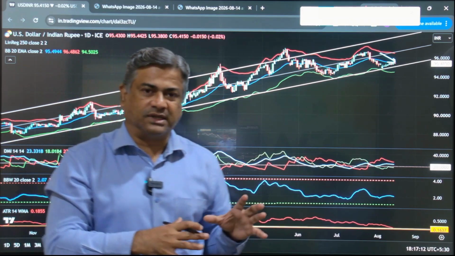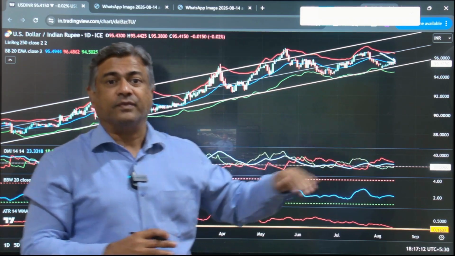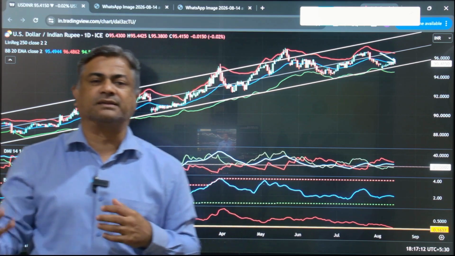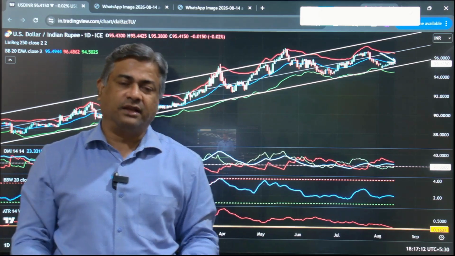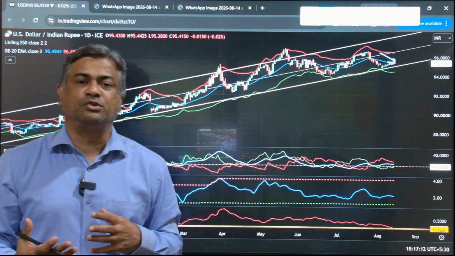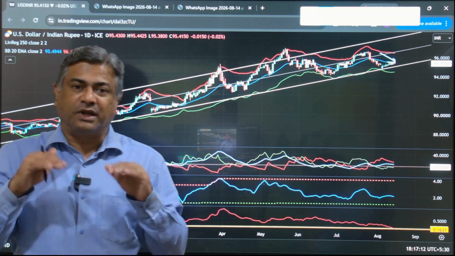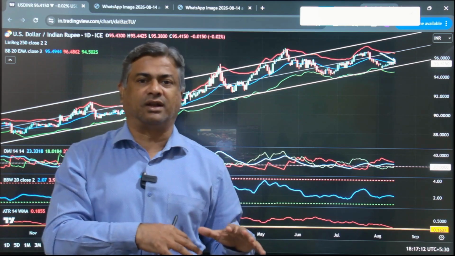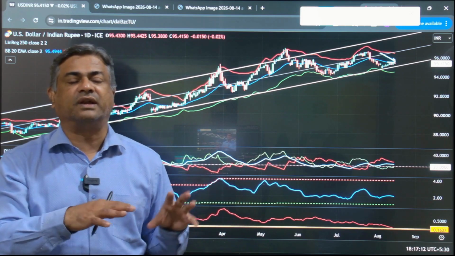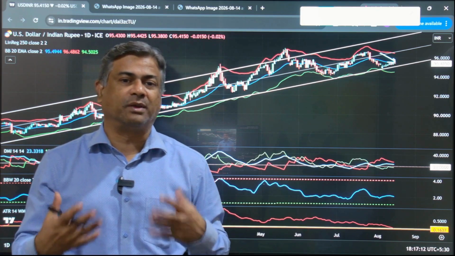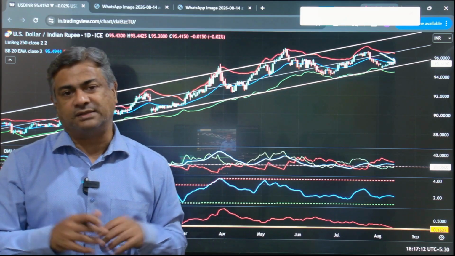Now for exporters, since the levels are lower, you can hold on for a while. You can look at levels back at 96, 96 plus to resume your selling. So at 96 plus levels, you should look at doing forwards more and options less. But if you are mandated to hedge at the current levels, when it is around 95, 95.50, look to do vanilla options. That looks to be a better instrument to hedge at this point of time.